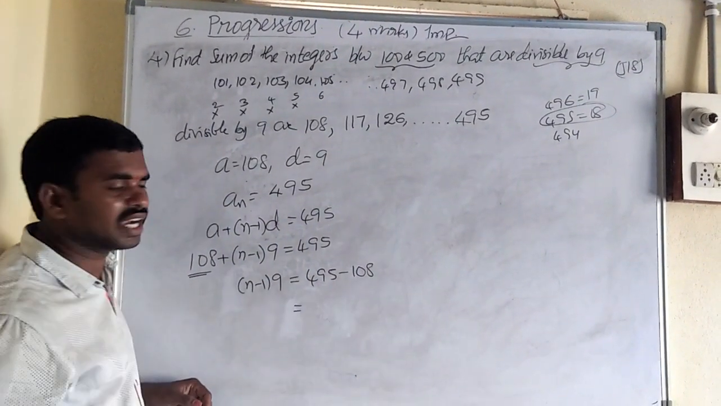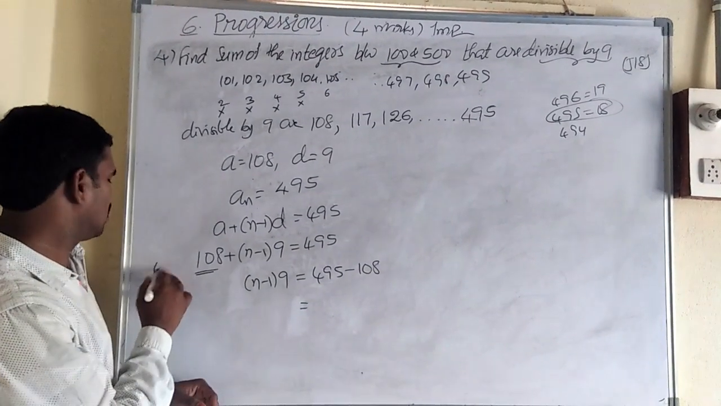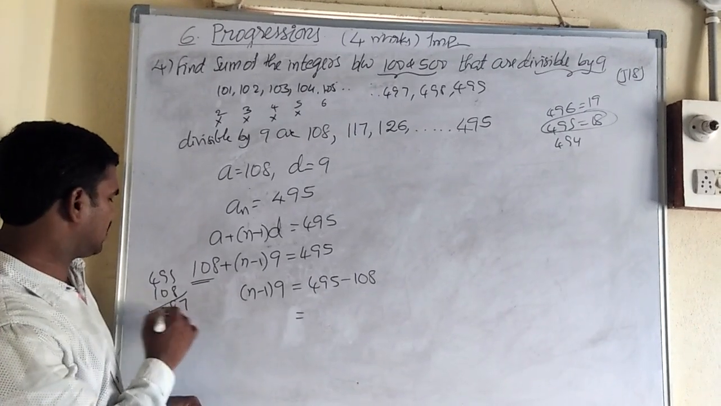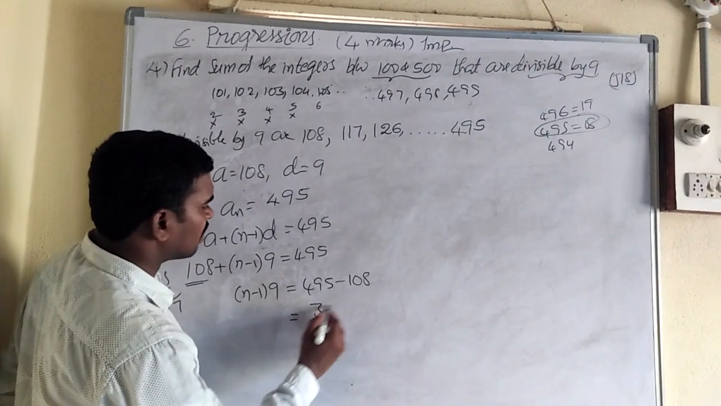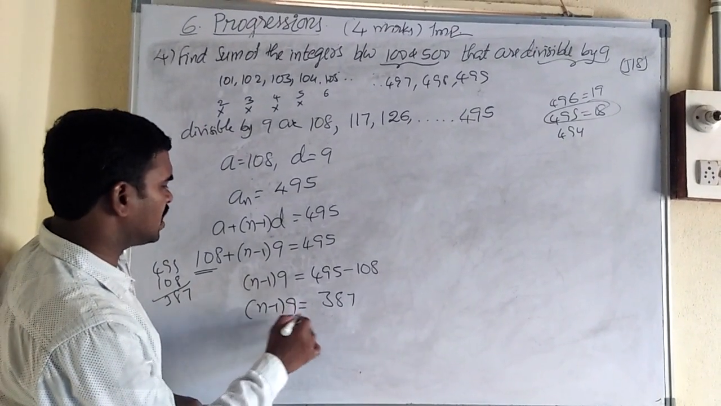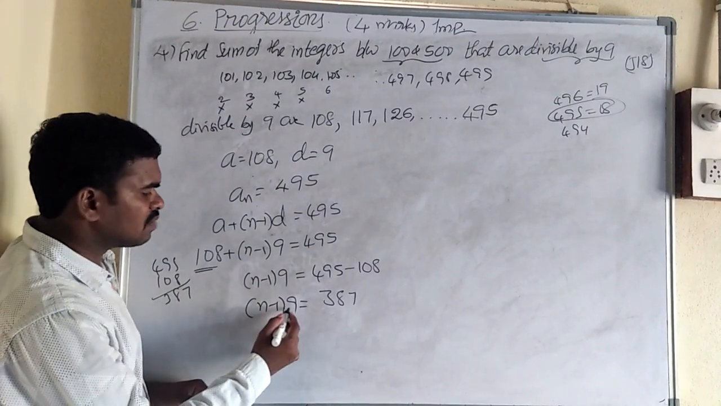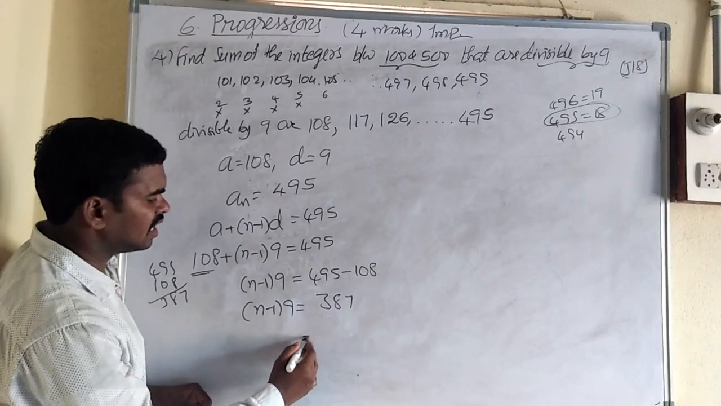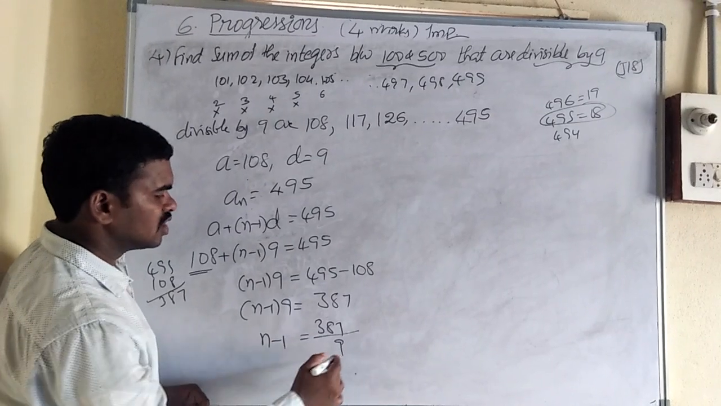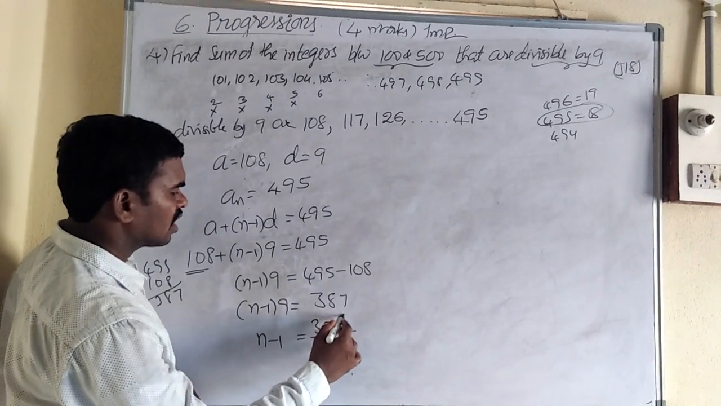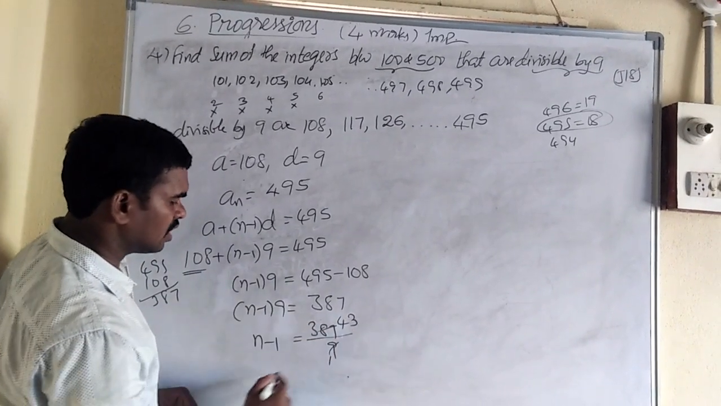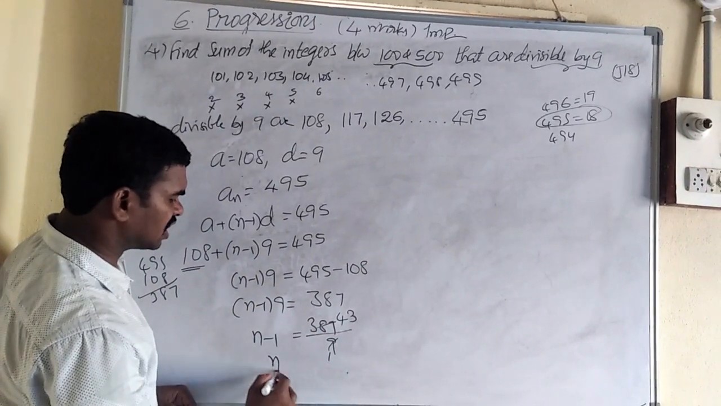So subtract 108 from 495. How much? 495 minus 108. 15 minus 8, 7, 8, 3. 387. So n minus 1 into 9 equals 387. Here 9 is a multiple, so 9 goes to the denominator on the right side, 387 by 9. In the 9 table, 9 ones are 9, 9 fours are 36, so 2 is there, 27 means 9 threes. So n minus 1 equals 43.